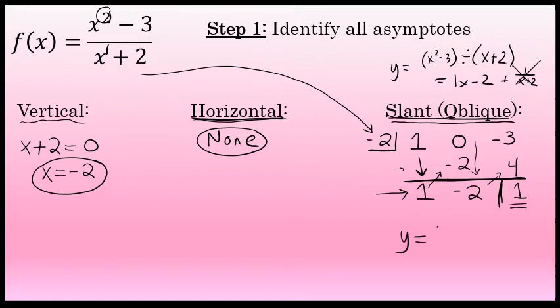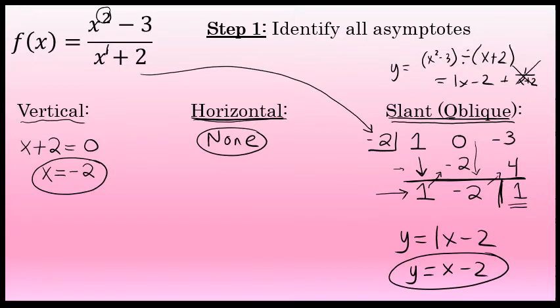This slant asymptote is 1x minus 2. This slant asymptote has the equation y equals x minus 2. Again, the slant asymptote occurs when the degree of the numerator is exactly 1 bigger than the degree of the denominator, as was the case here, and you can find it by division.